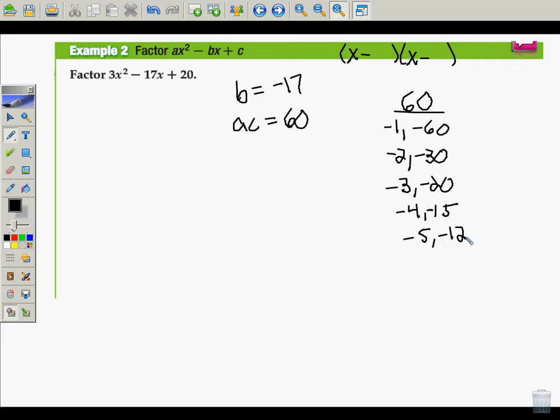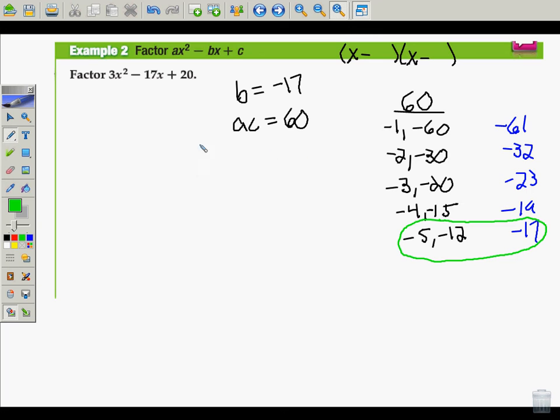These are the factors, and then off to the right, I'm going to write what they would equal if we add them together. We have negative 61, negative 32, negative 23, negative 19, and if you look at this last one, we got negative 17. So here are two numbers that add together to equal my middle term of negative 17 and multiply together to equal my a times my c, which would be 60. So now we can factor that.